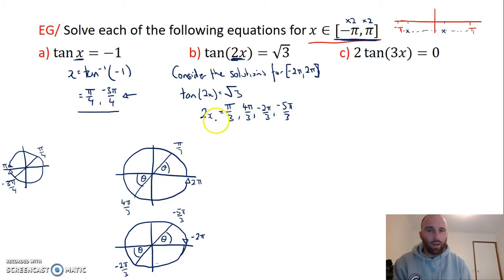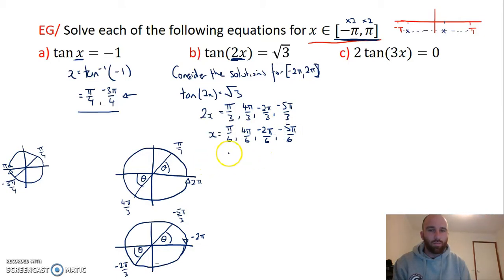All of this is equal to 2x, so we're going to do what we've been practicing before and divide every value by 2. That becomes pi on 6, 4 pi on 6, negative 2 pi on 6, and negative 5 pi on 6.